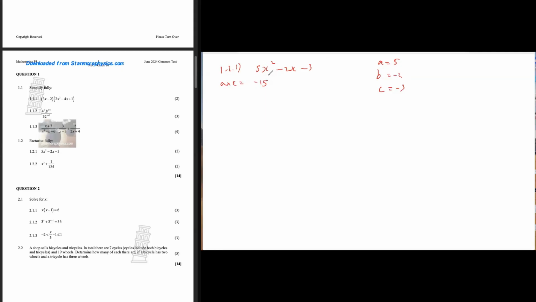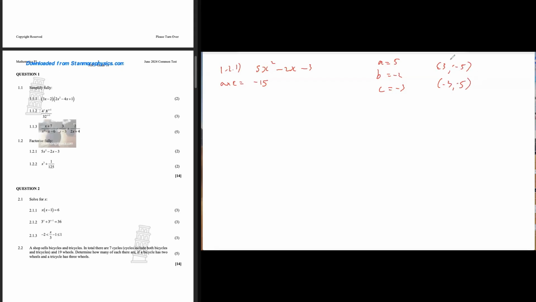Okay, so we need to find the factors of this. And the factors of negative 15 is going to be, I'm not going to use 1 and 15 because it's obvious that's not going to work. But let us try and use 3 and 5. So it could be 3 and negative 5, or it could be negative 3 and 5. So let us see which one works.